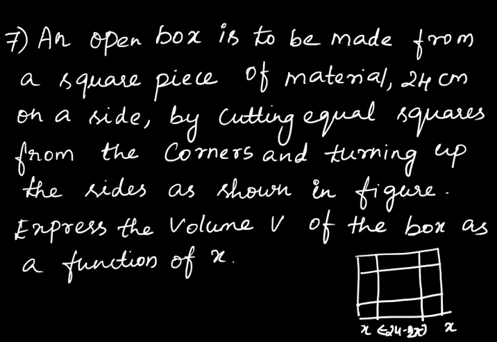Seventh question. An open box is to be made from a square piece of material 24 cm on a side by cutting equal squares from the corner and turning up the sides as shown in the figure. Express the volume V of the box as a function of x. So there is one more diagram for it.